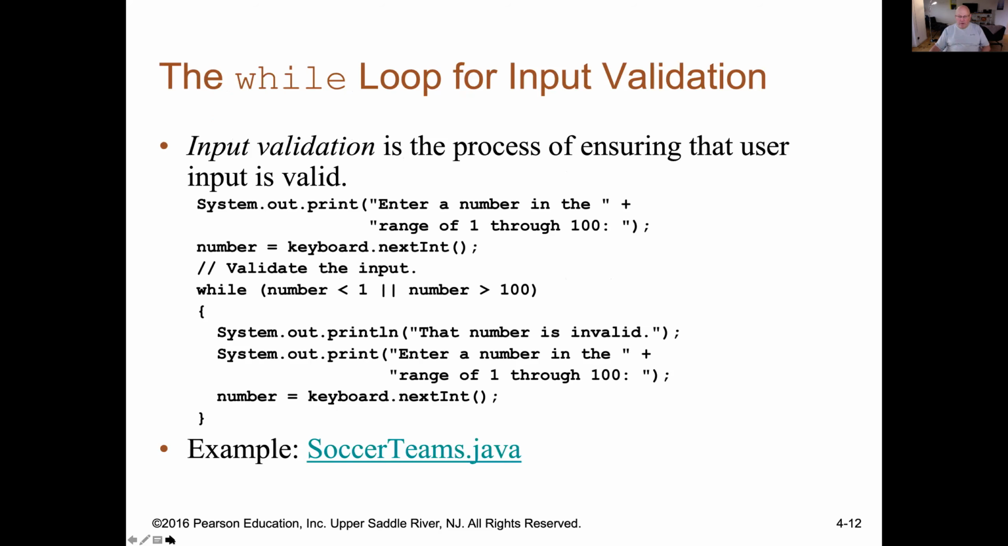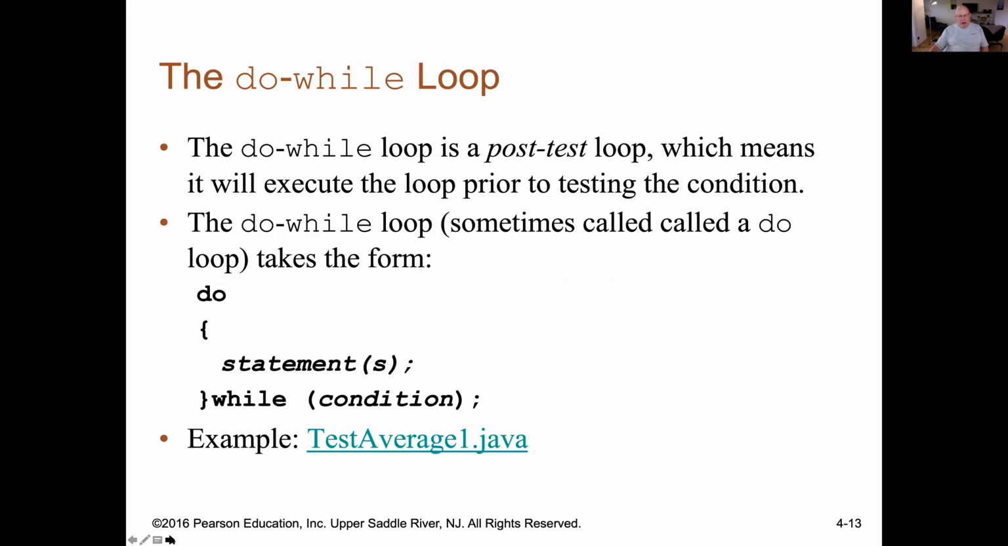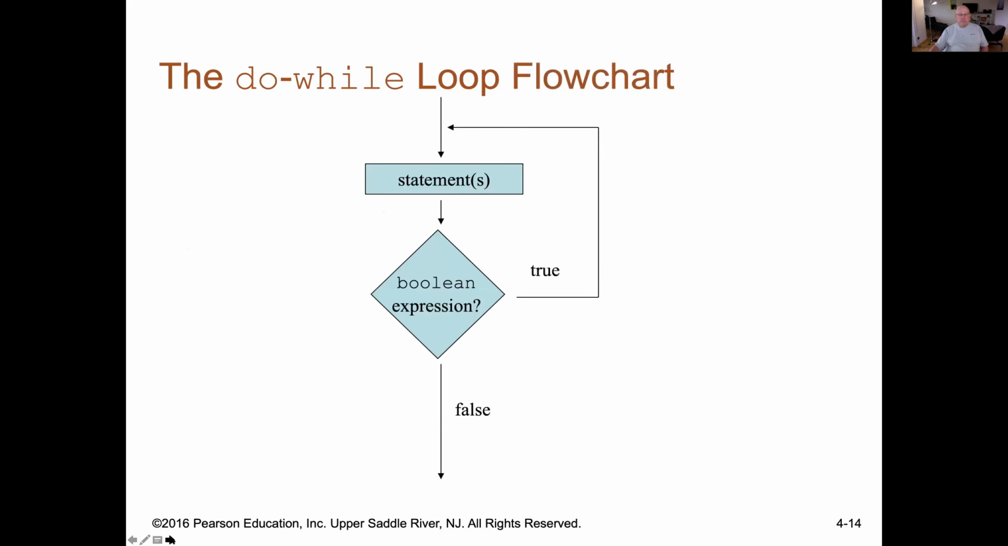The while loop for input validation. Input validation is a process of ensuring that users' input is valid. The do while loop is a post-test loop, which means it will execute the loop prior to testing the condition. The do while loop, sometimes called a do loop, takes this form: do statements while this condition exists. Here's an example of the do while loop flowchart.